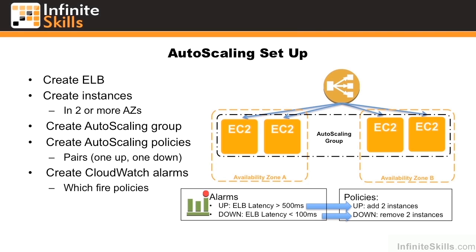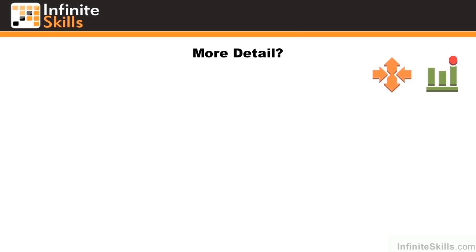These are going to fire policies. Here we're saying that when the ELB latency, or the time that it takes the ELB to respond to a request, goes above 500 milliseconds, we're going to fire the policy add 2 instances to add 2 more instances in our backend. And when the ELB latency goes below 100 milliseconds, we're going to fire our down policy to remove 2 instances and save money because we don't need those instances.